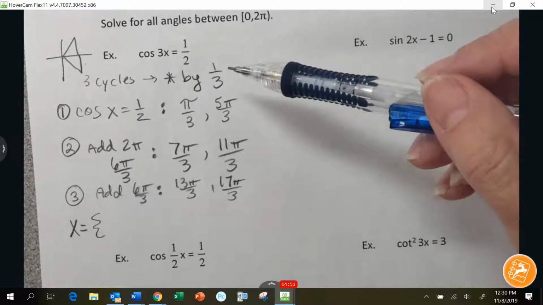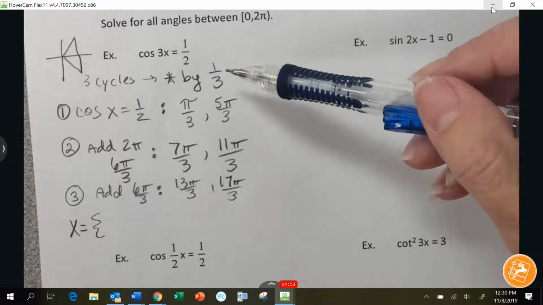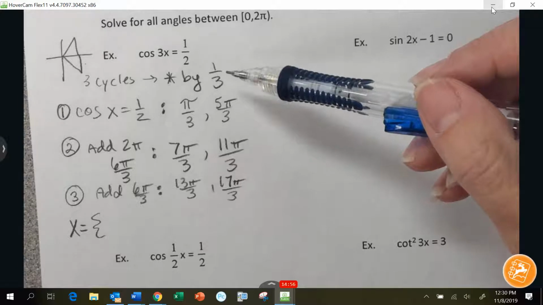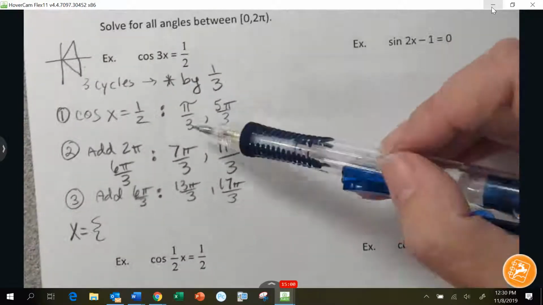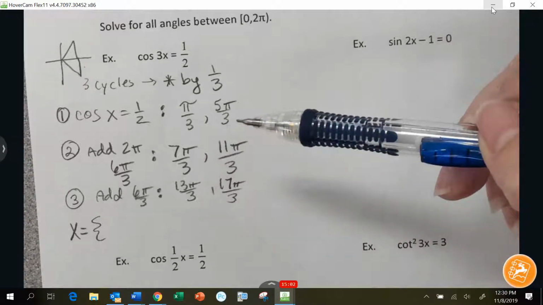I'm pointing to the right answer. You could divide by 3, which is the same as multiplying by 1/3. We're basically taking the denominator and making them into what?